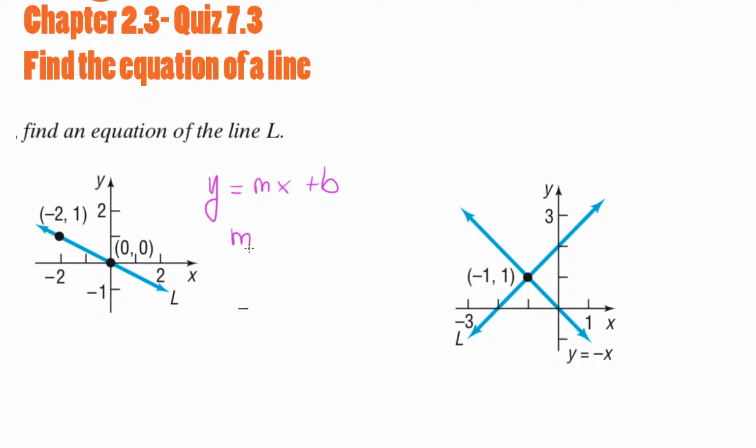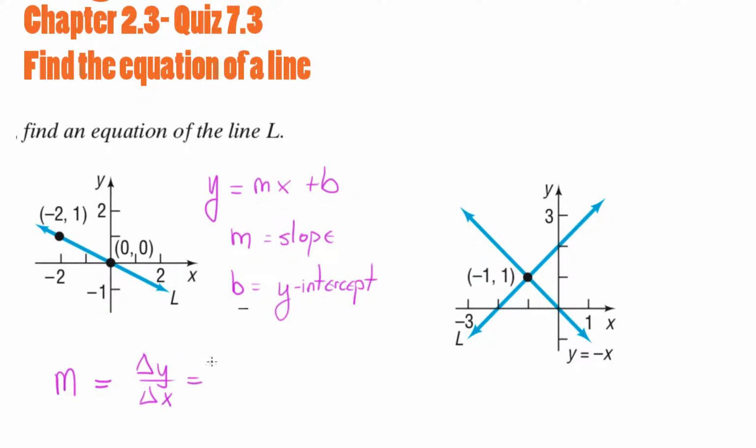Here m is the slope, b is the y-intercept. So in a graph like this, it's very easy to identify the slope and the y-intercept. But let's calculate it. m equals the change in y over the change in x.